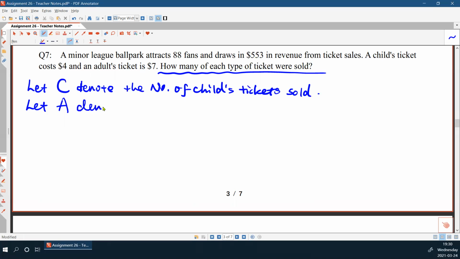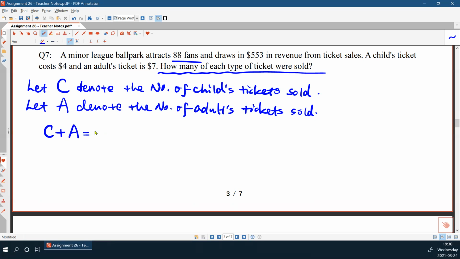Let A denote the number of adults tickets sold. Okay, then what piece of information do we know here? First one, we know that 88 fans, right? So that means the sum of these two numbers should equal 88, right? Because 88 tickets in total has been sold.